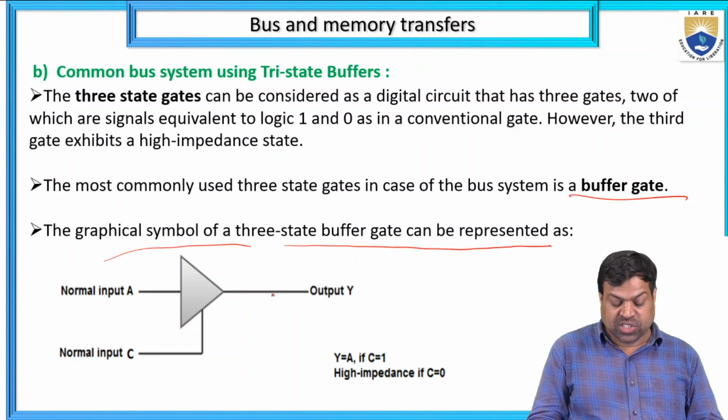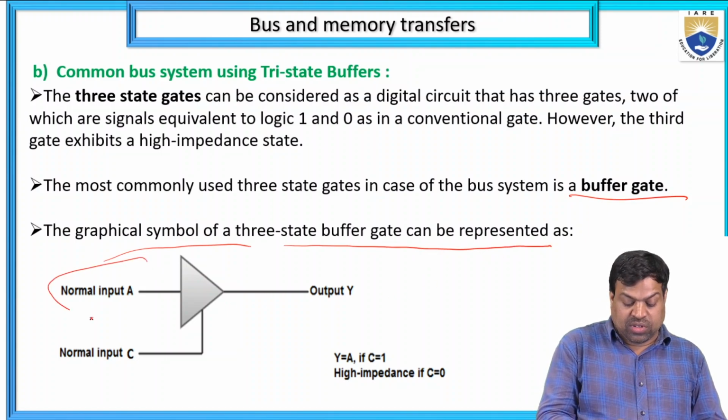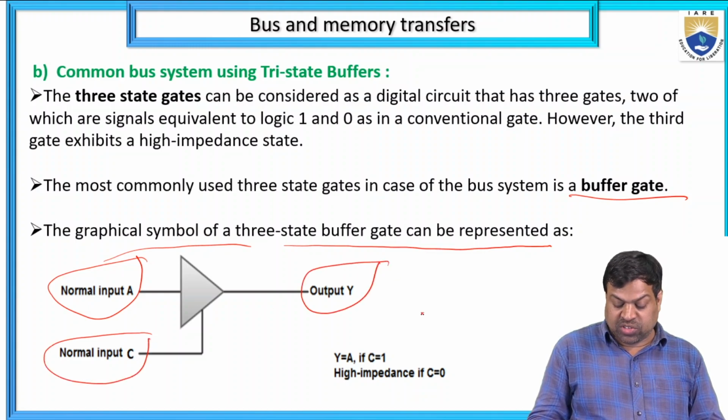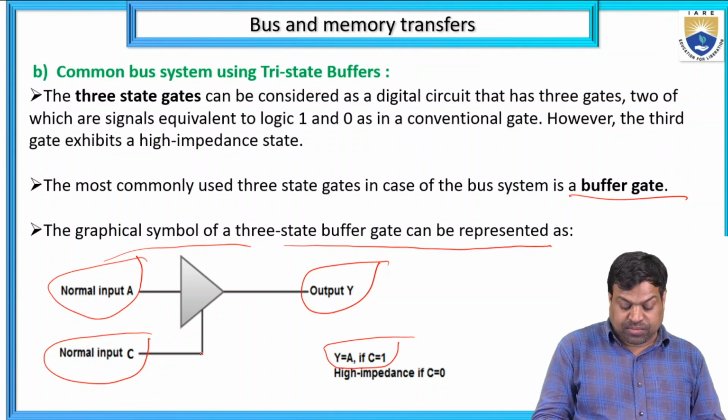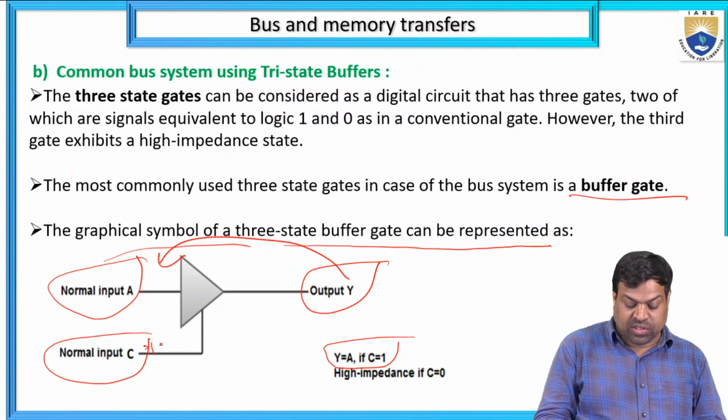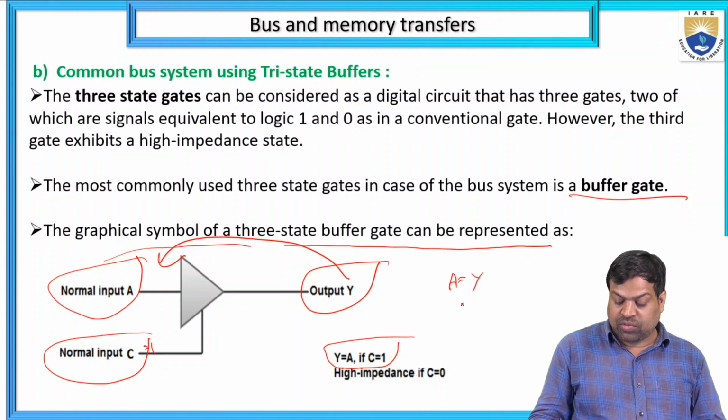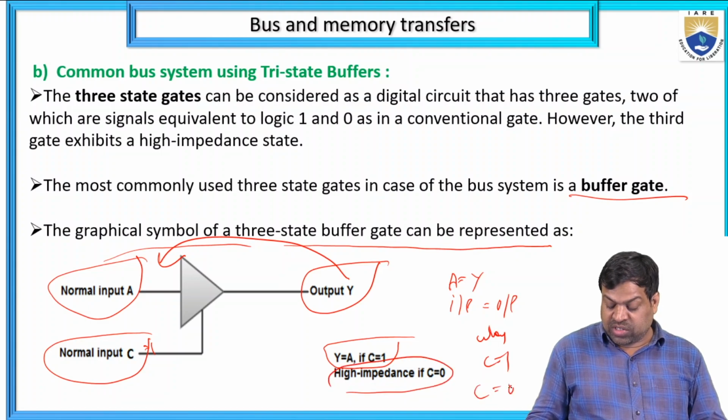The graphical symbol of a 3-state buffer has a normal input A, a control input C, and output Y. Here Y equals A when C equals 1. Only if C is 1, input equals output. When C equals 0, the output is high impedance.